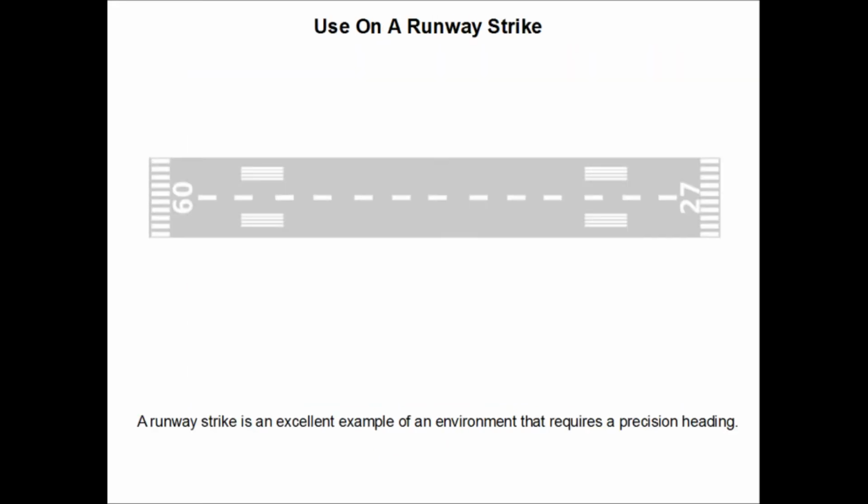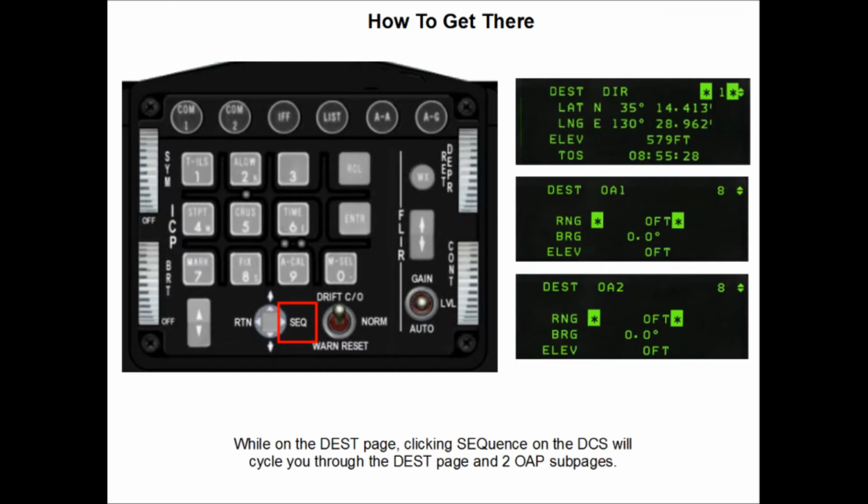Now an example of where offset aim points would be handy that again require precision heading is when you're doing a runway strike. You would start with your steer point being on the runway. You set an offset aim point on one and the other side, and you basically just follow the cues. Now let's talk briefly how to get there.